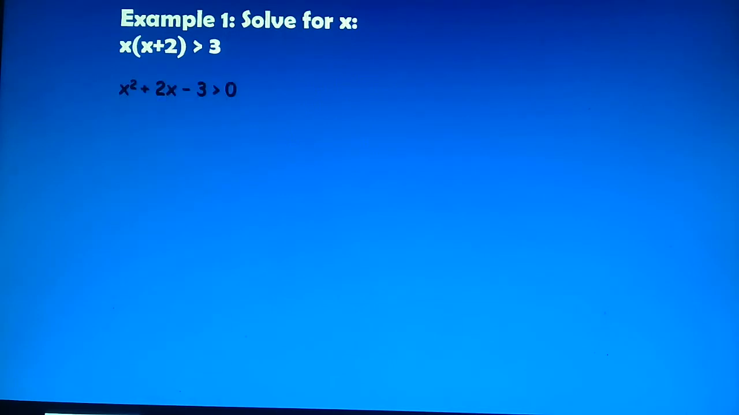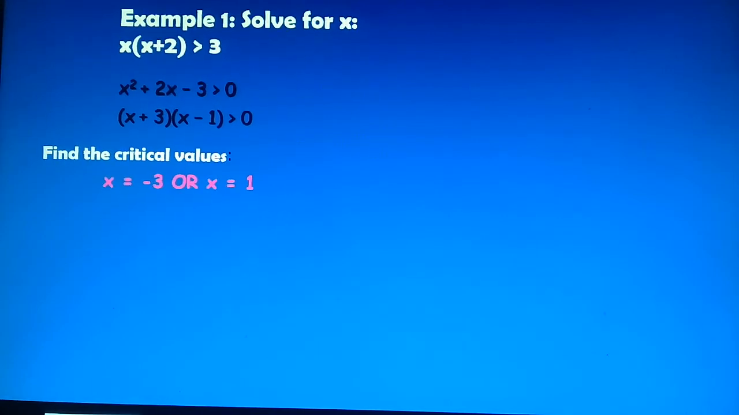If we simplify, x multiplied by x gives x squared, and x multiplied by 2 gives 2x, and we subtract 3 on both sides, then we have minus 3. Now our hint again: we have to factorize, and then we find our factors, x plus 3 and x minus 1. Then we find our critical values. How to find our critical values? Take x plus 3 and equate to 0, and x minus 1 and equate to 0, so that we get our critical points. Then we got our critical points x equals minus 3 and x equals 1.